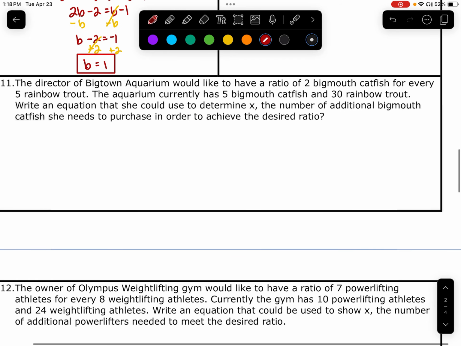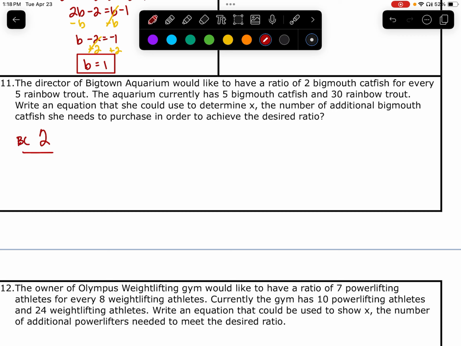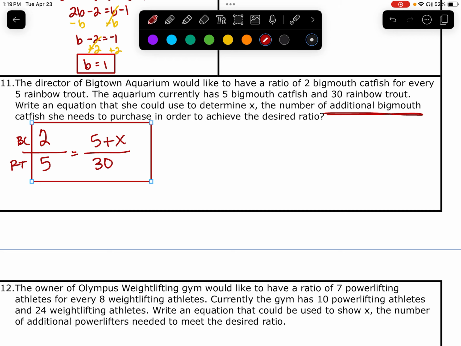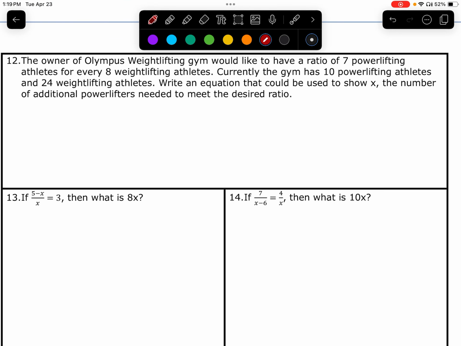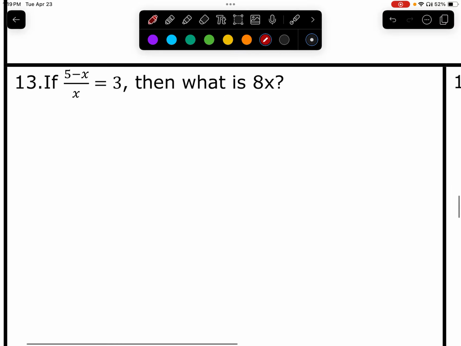Number 11, the director of Big Town Aquarium would like to have a ratio of 2 big mouth catfish for every 5 rainbow trout. The aquarium currently has 5 big mouth catfish and 30 rainbow trout. Write an equation that could be used to determine X, the number of additional big mouth catfish. And that's it. Number 12, go for it. Number 13, let's solve for X and then we'll plug it in here.